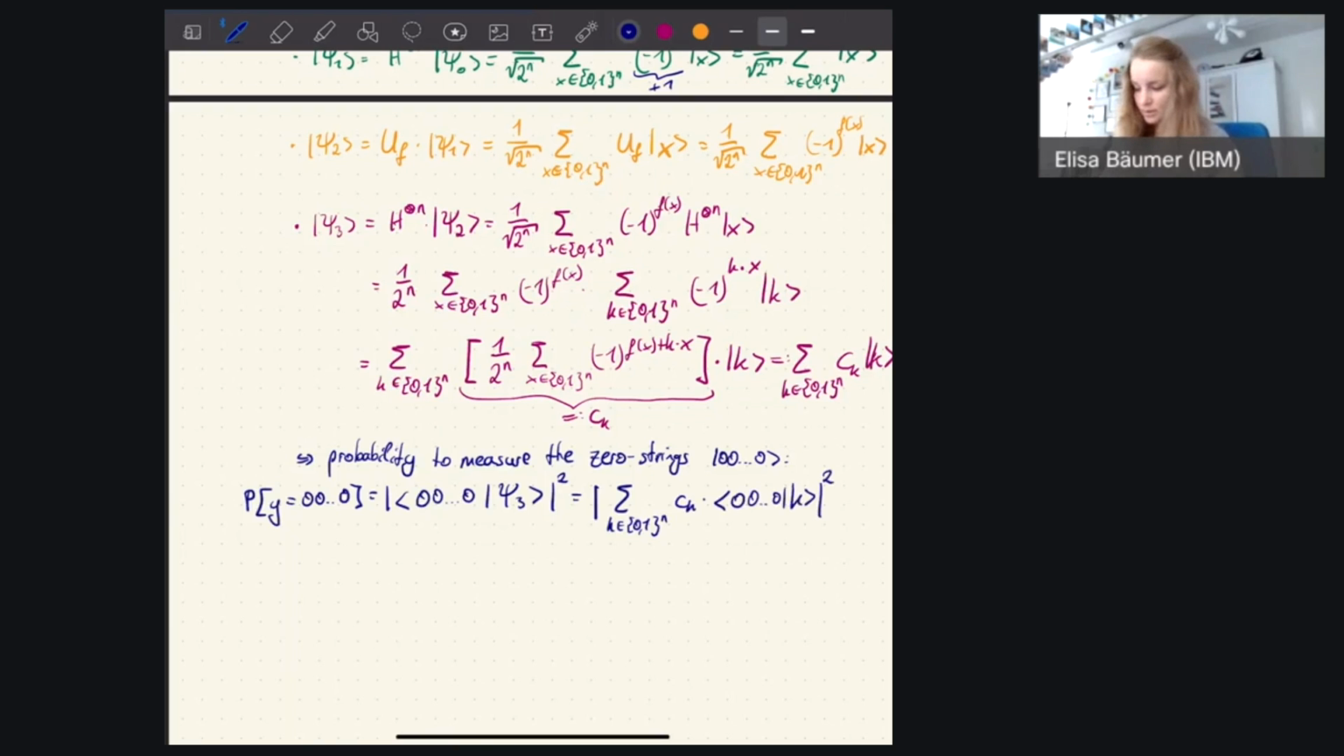But what we know is that k runs over all possible bit strings, over all the 2 to the n different bit strings. However, that means that if k equals the 0-bit string, the inner product is 1 by normalization. If, however, k is anything else, then it is orthogonal to the 0-bit string, so we'll get 0.